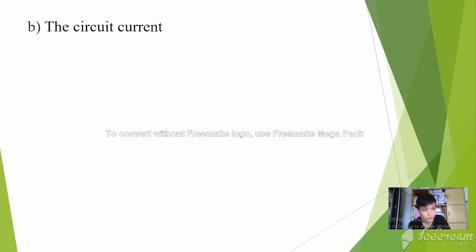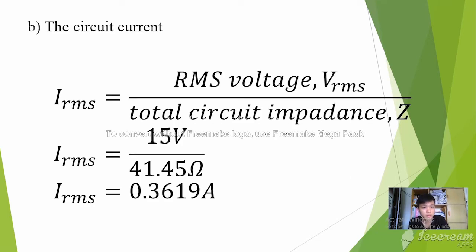The second question asks to calculate the circuit current. To calculate the circuit current, we use the formula voltage divided by the total circuit impedance. From the formula, we get the total circuit current, which is 0.3619 ampere.